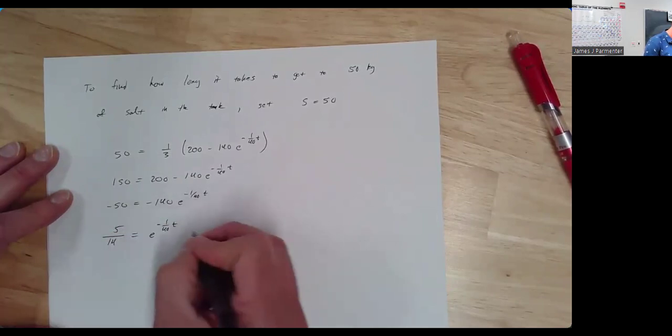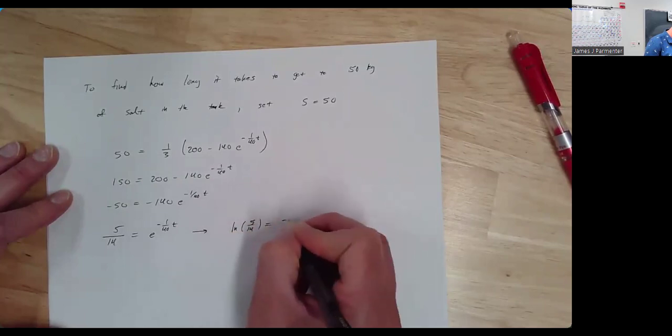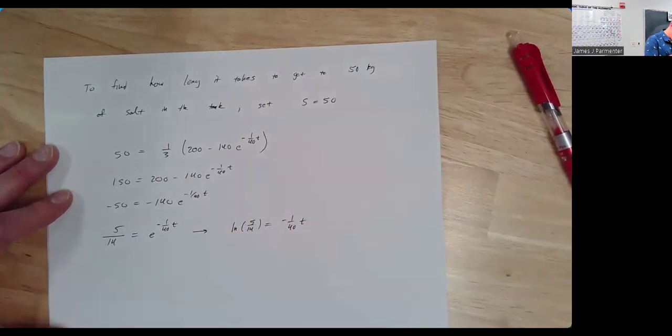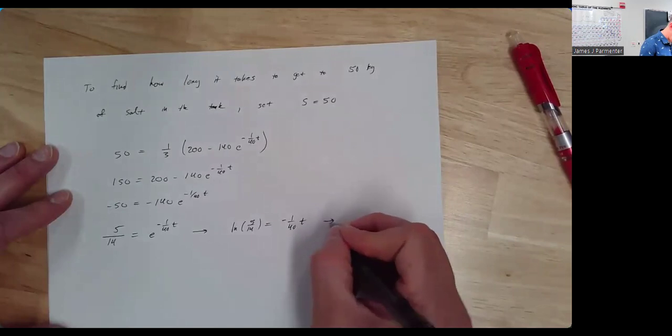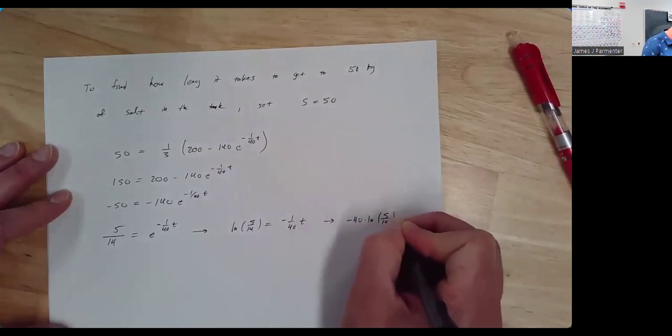Take the natural log of both sides. The natural log of 5 over 14 equals negative 1 over 40 times t. And finally, multiply both sides by negative 40 to get negative 40 times the natural log of 5/14 equal to t.